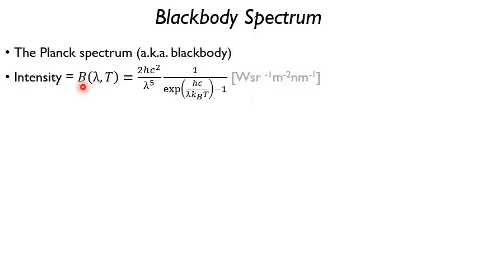And so, for a fixed temperature, your distribution is going to be a function B of lambda, right? So it's a function of the wavelength when you're at a fixed temperature. So given some temperature T, this is what defines your distribution. And it's an intensity, so the units are going to be watts per steradian per meter squared per nanometer.